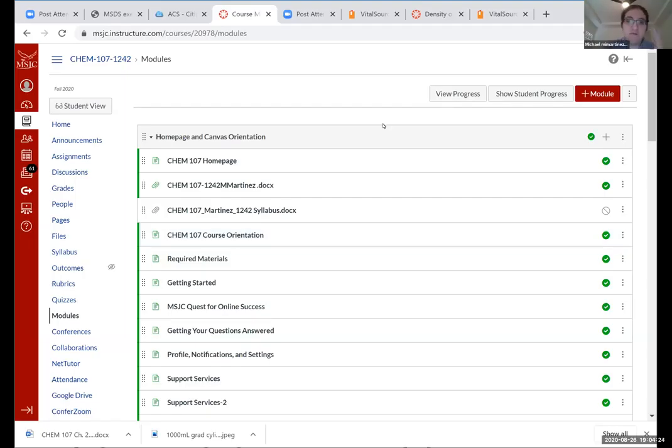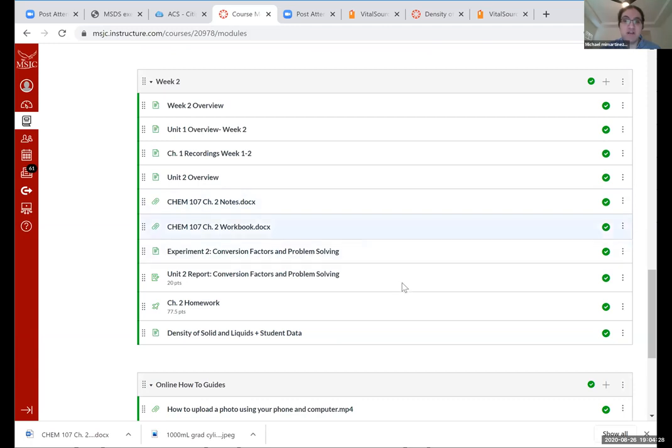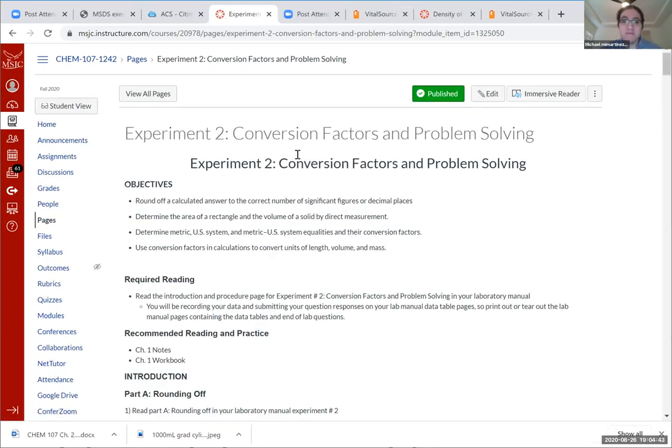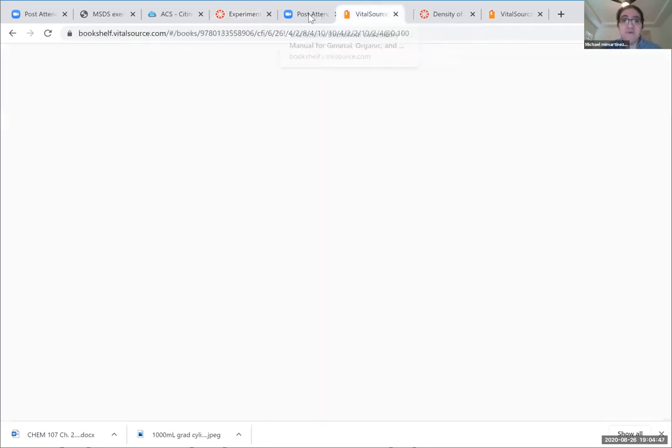Orientation. Just as a reminder, we'll be working in the week 2 module in our Canvas shell. We'll be working on experiment 2, which is called conversion factors and problem solving. If you click this page, it'll bring you to the page for today's laboratory. In this lab, this is lab 2 in your lab manual.